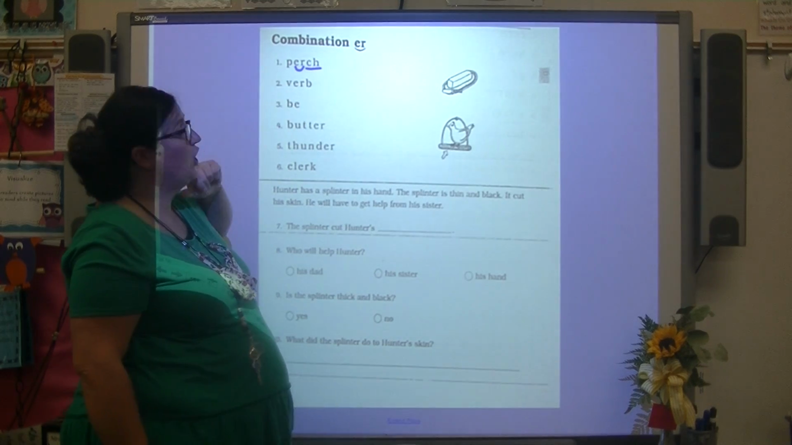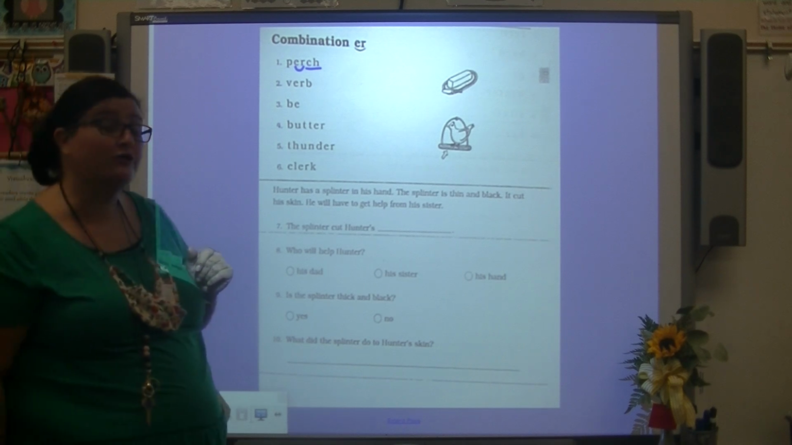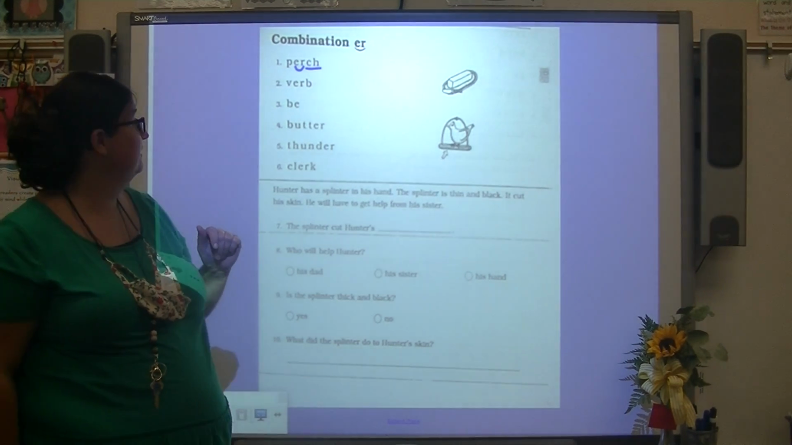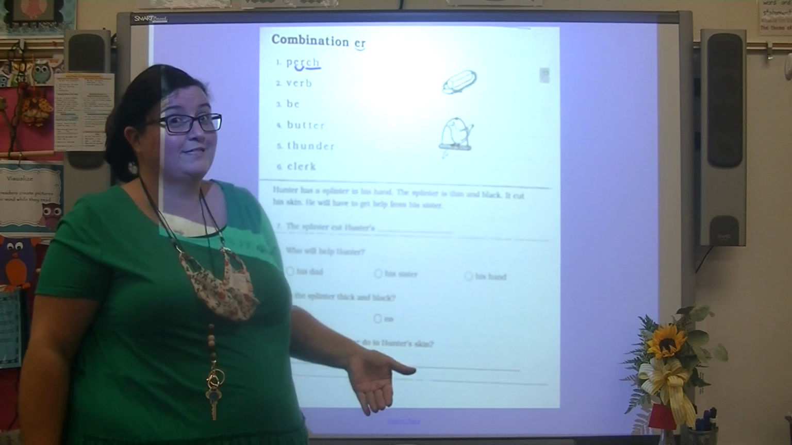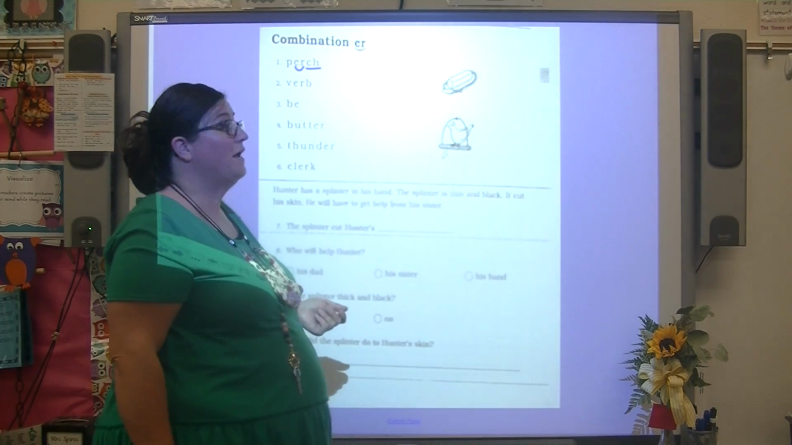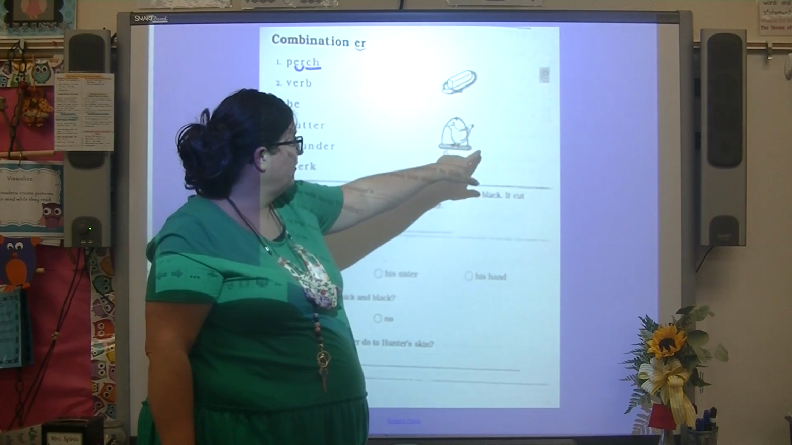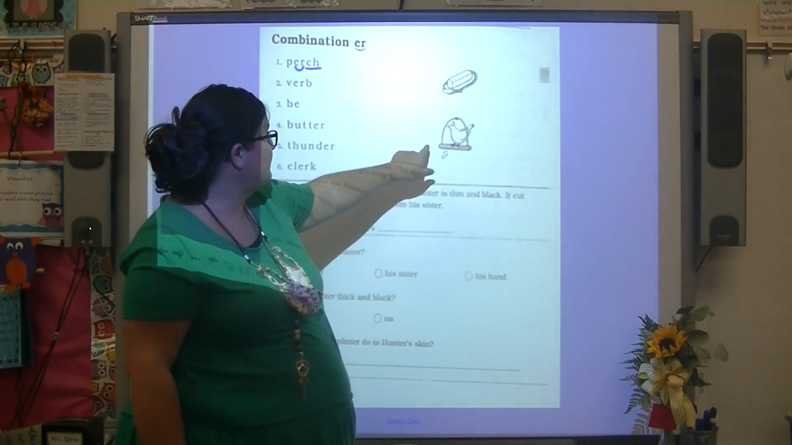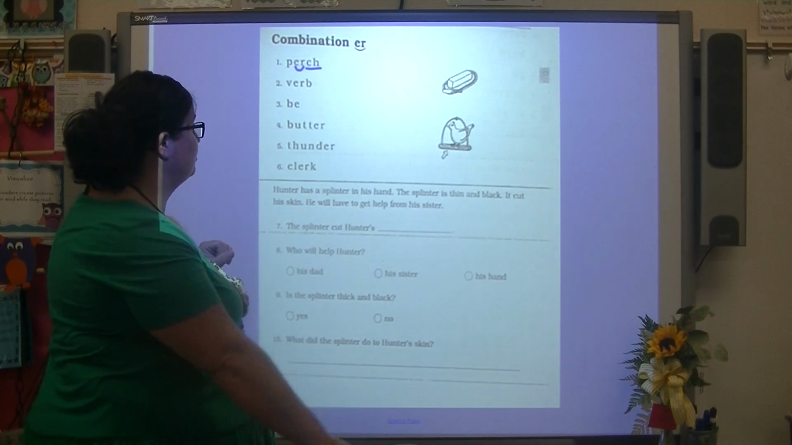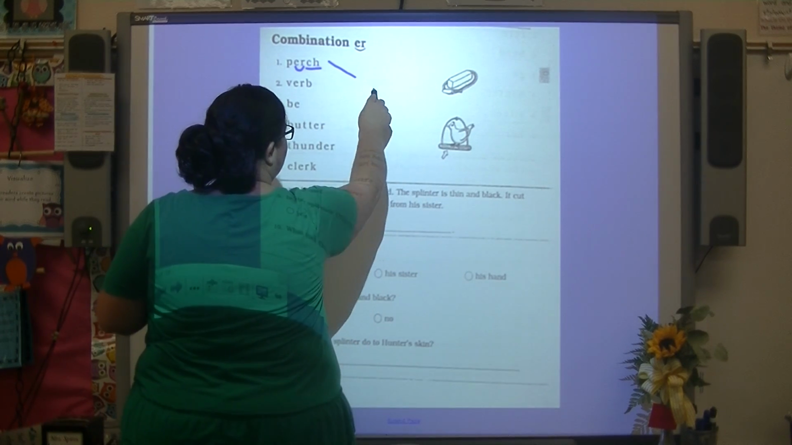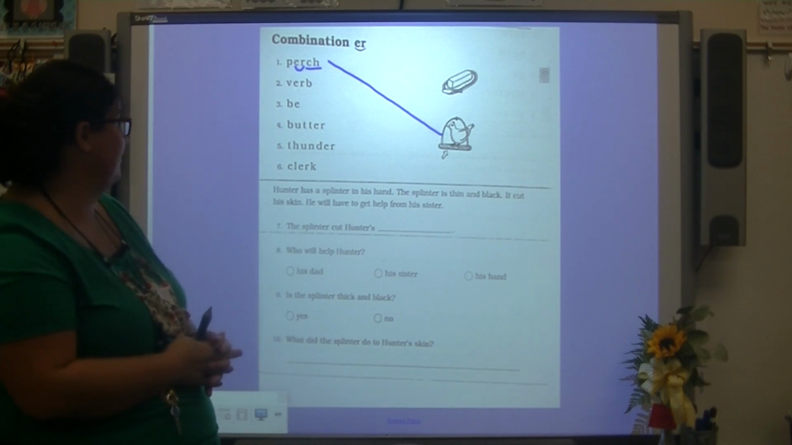Ch, perch. Okay, what is a perch? Alright, a perch is a place for something to sit, or if you perch on something, you sit on something. You see a place to sit. Yes, the bird is sitting on a perch. That is a place for the bird to sit. So draw a line from the word perch to the picture of the bird that is pointing to the bar that the bird is sitting on. That is called a perch.